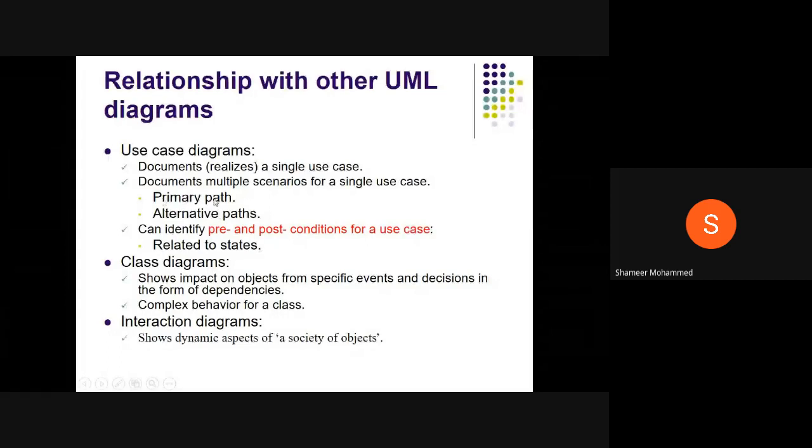So one path or many paths you can show. What is the precondition? What is the postcondition related to the state? Your bank account is in one state. After you send the money, the state of your bank account is changed. Before, you have 100 riyal. Now after sending, maybe you will have 50 riyal. This is the change of state.